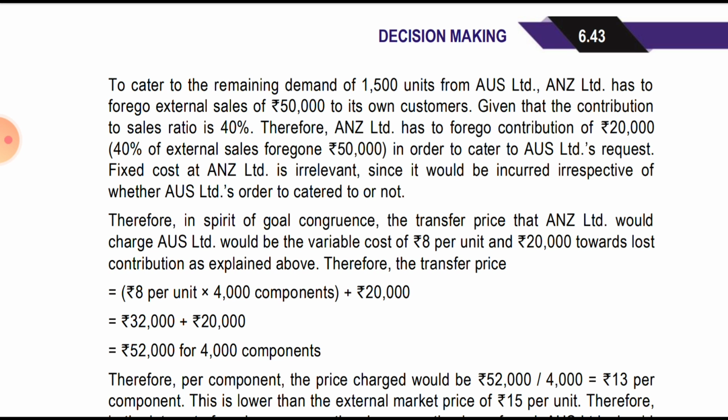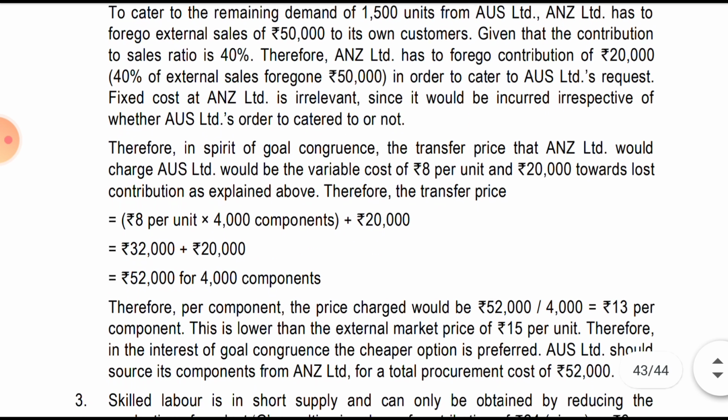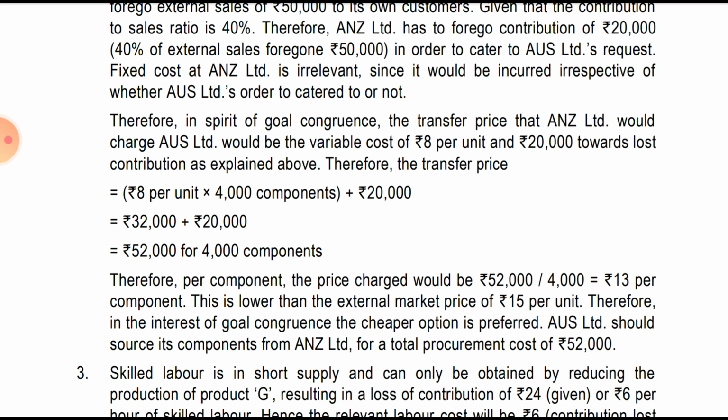So actually we are consuming that additional 1,500 also. So total 4,000 into 8 amounts to 32,000. I made a mistake while explaining, but you would have got that 4,000 will be multiplied by 8 plus 20,000, that is 32,000 plus 20,000, that is 52,000 for 4,000 components. Therefore the per component price charged would be 52,000 divided by 4,000, that is 13 per component. This is lower than the external market price of 15. Therefore, in the interest of goal congruence, the cheaper option is preferred.